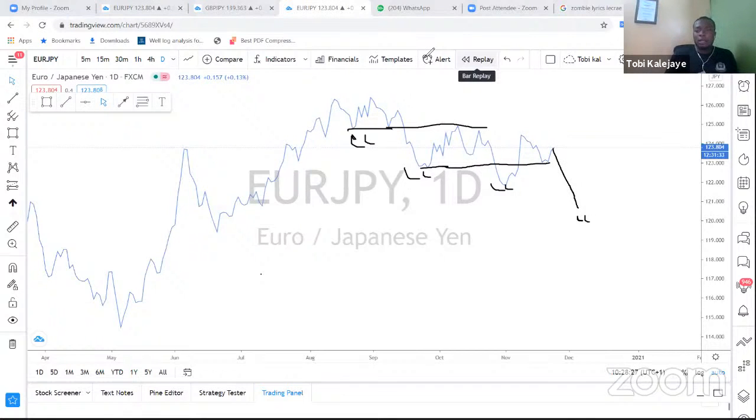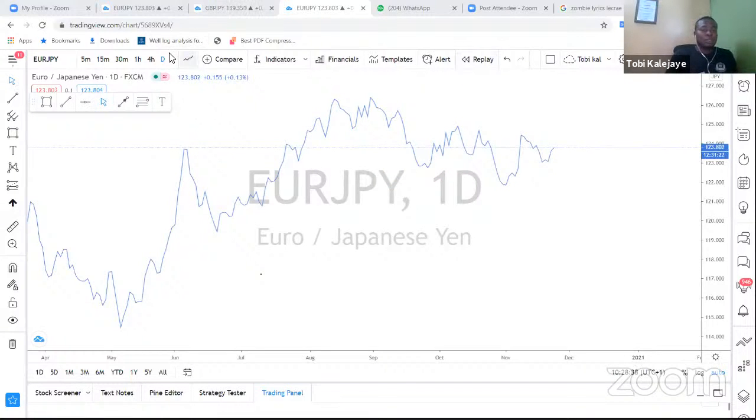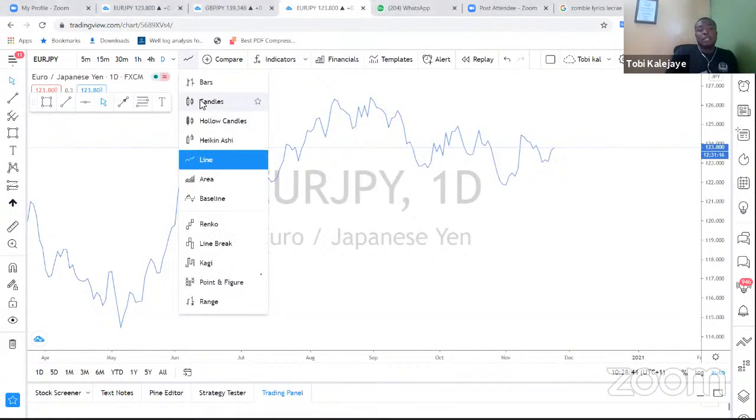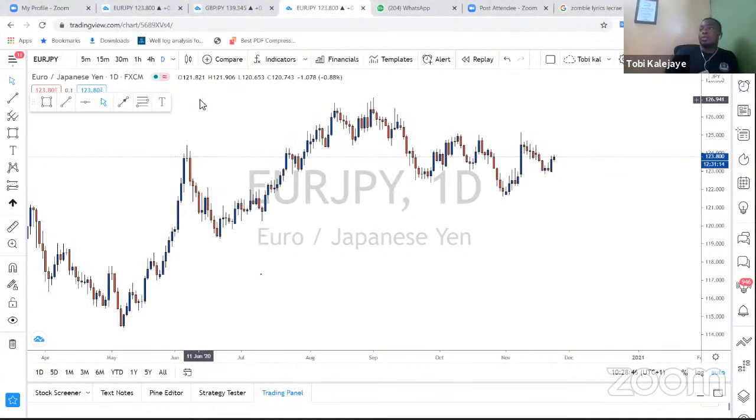All right, but that said about lines, I don't use bars at all. I don't even use this line, maybe only when I'm trying to make illustrations. I prefer to draw my market structure by myself. Then let's stick to candles.